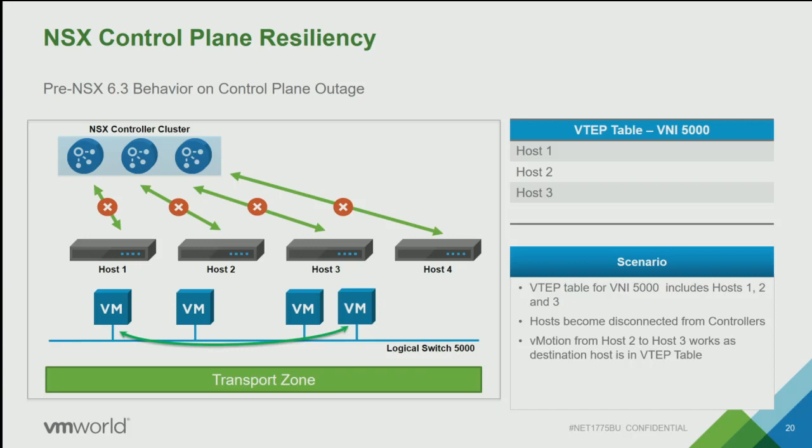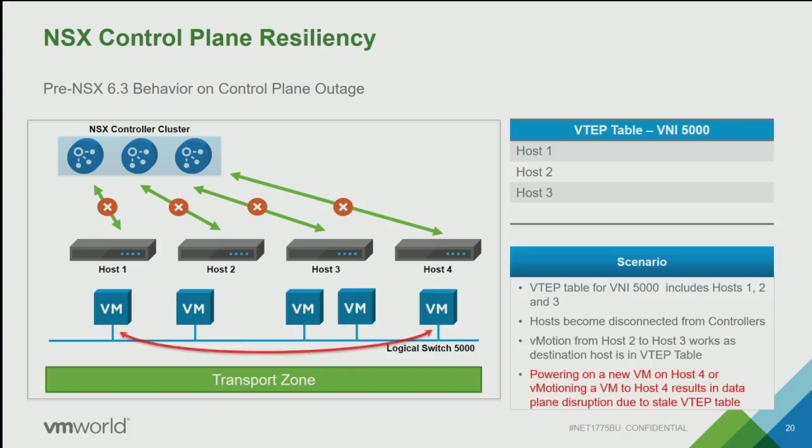So what do you think? Because guess what I'm going to do next? I'm going to power on that machine on host 4. What's going to take place? This is pre-CDO mode. If I power on a machine on host 4, thou shalt not pass.